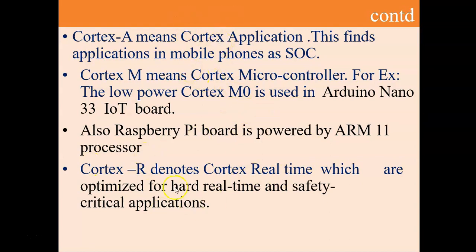So all these things belong to ARM microcontroller. Then cortex R. What is this cortex R? Cortex real-time applications, especially optimized for real-time and safety critical applications, especially in image processing or DSP applications. This cortex R processor is used. Cortex M means cortex microcontroller. Cortex A, we have already seen cortex A53, A57. Most of the mobile phones, smartphones, laptops use this cortex A.